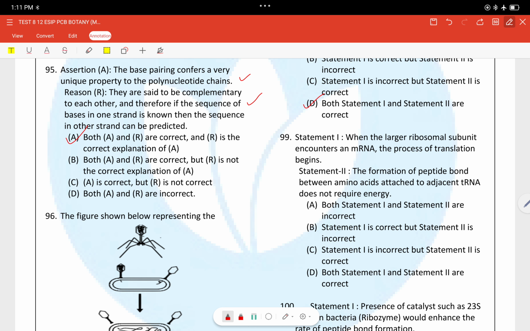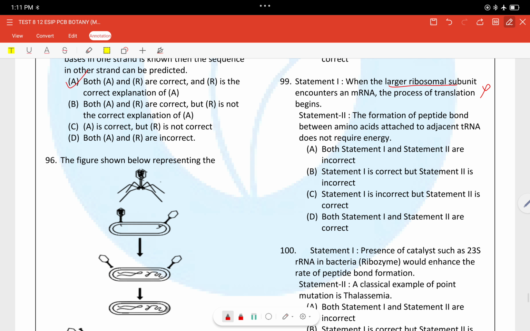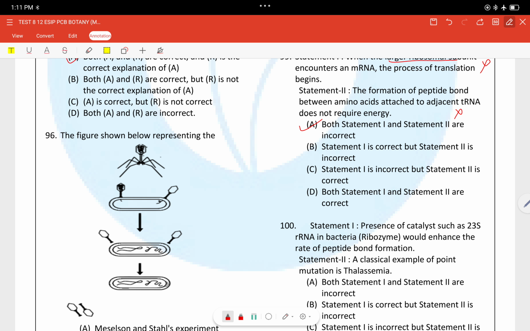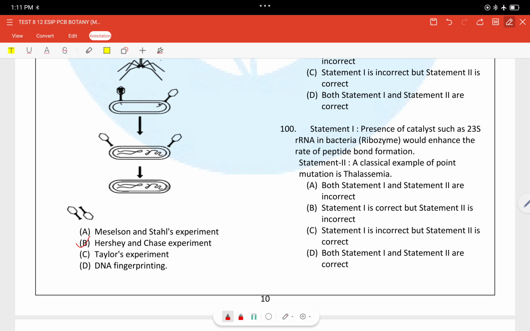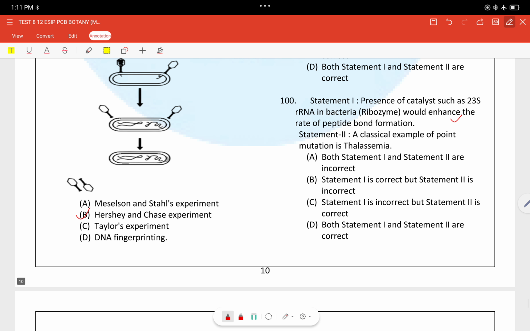When the larger ribosomal subunit encounters the mRNA, it is incorrect. It should be the smaller subunit. The formation of a peptide bond between amino acids attached to adjacent tRNAs does not require energy. It is an energy requiring process. So both the statements are incorrect. The presence of a catalyst such as 23S rRNA in bacteria, that is a ribozyme, would enhance the rate of peptide bond formation. This statement is absolutely correct.